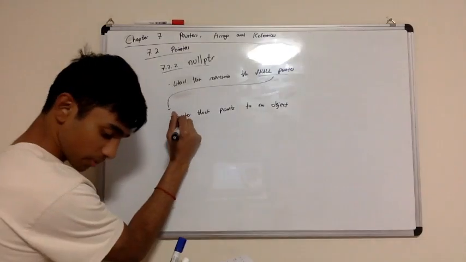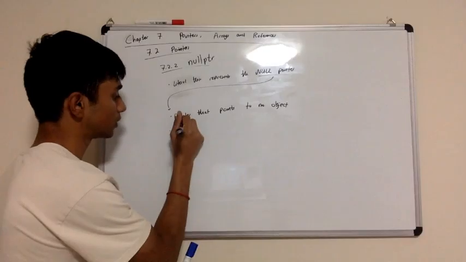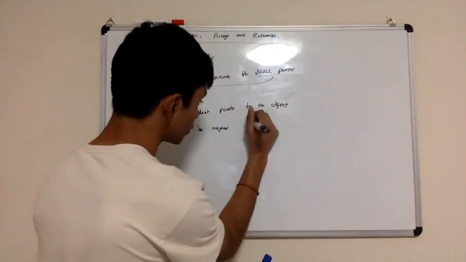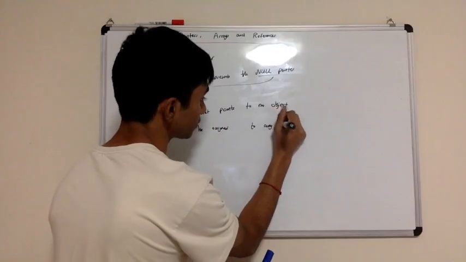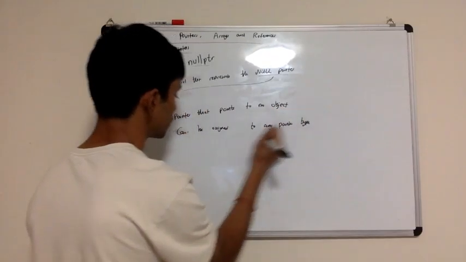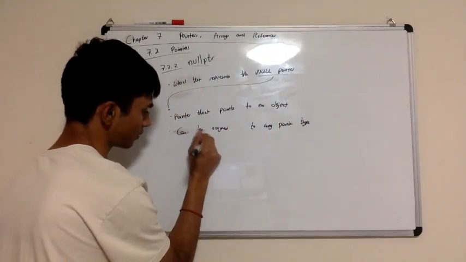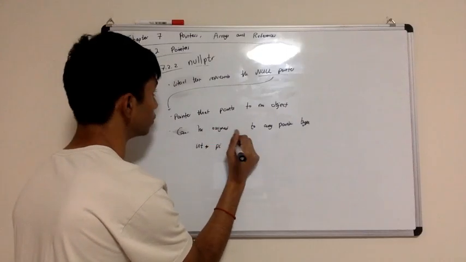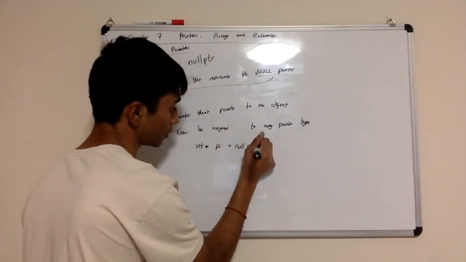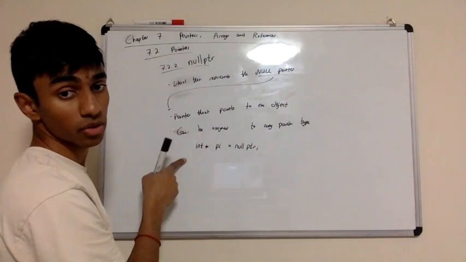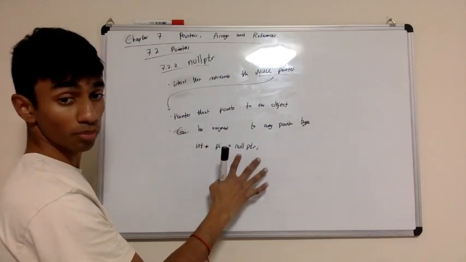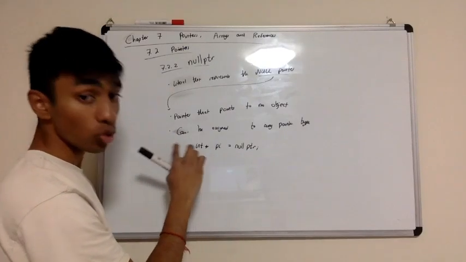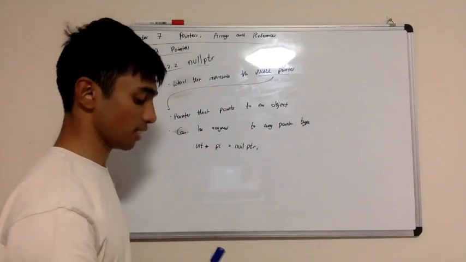And the null pointer can also be assigned to any pointer type. So you might have int star pi equals null or nullptr. So that's some example code. And what is it saying? It's saying give the null pointer to int star pi. That is, make int star pi also point to that 0 address, to that nothing address.